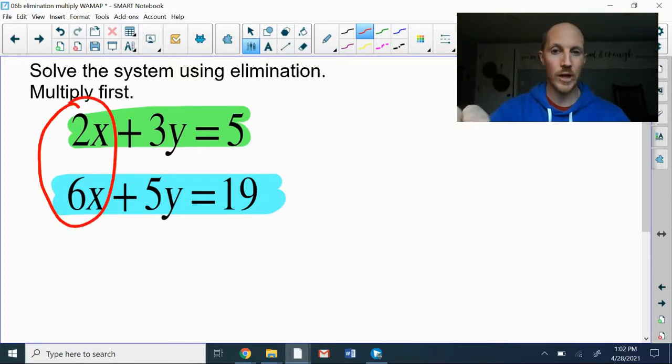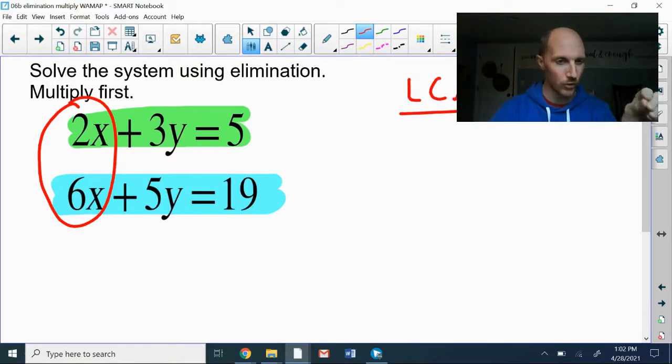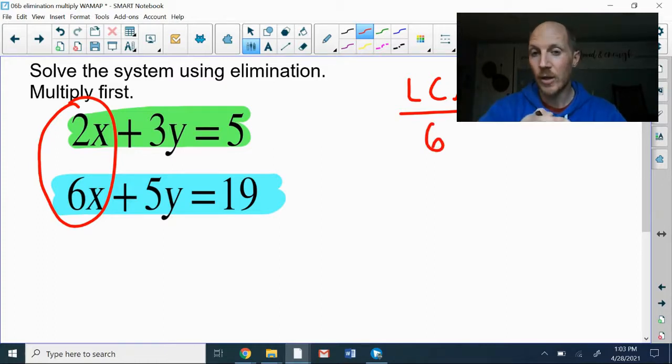If we were to choose the x's, we would identify a least common multiple for 2 and 6. We don't need to worry about the x. We're just looking at the coefficients, so just the 2 and the 6. Least common multiple for 2 and 6 is 6, which means we need to change the green equation, but not the blue one. We can leave the blue. It already is 6.